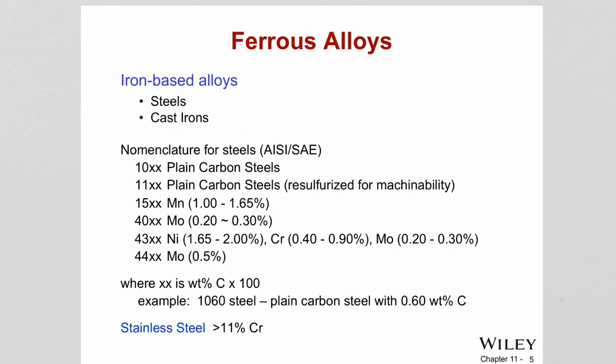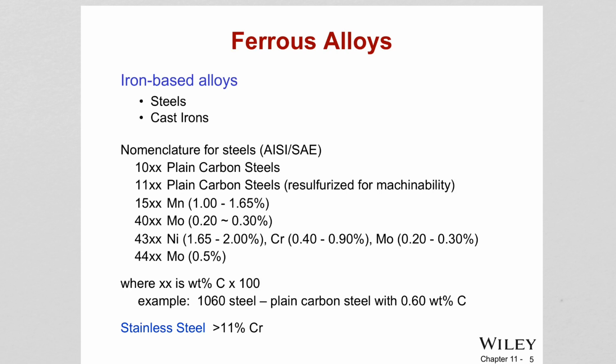So we have said iron-based alloys are ferrous alloys. They are classified into two categories, steels and cast irons. The difference was the amount of carbon content. So we look at the nomenclature for steels. AISI means American Iron and Steel Institute. SAE means the Society of Automotive Engineers. They generated this code for us to be able to classify different types of alloys.